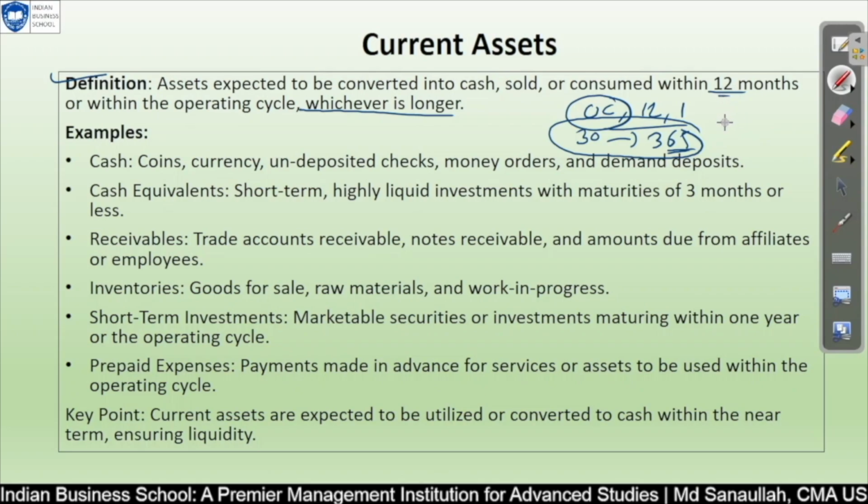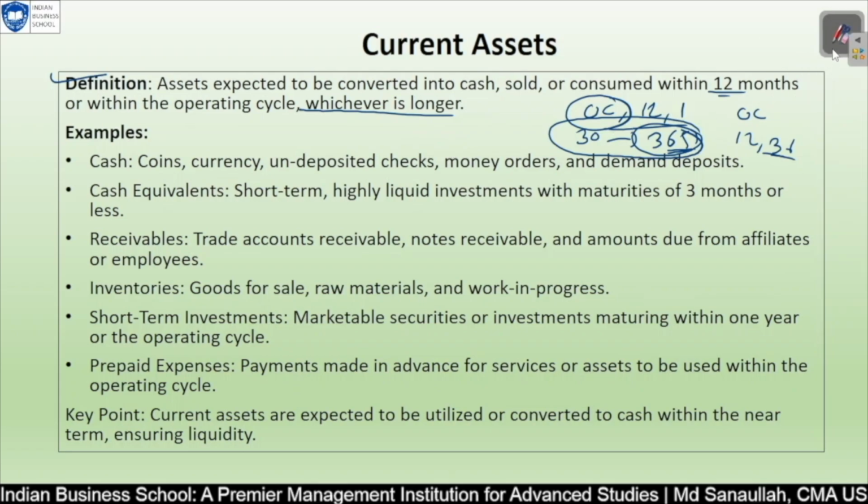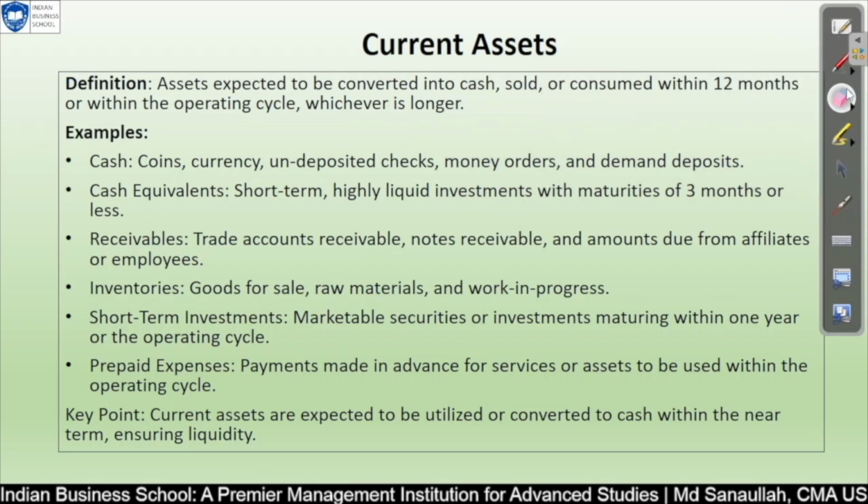Whatever will be settled within 12 months will be considered as a current asset, because the operating cycle may go more than 12 months, may go 36 months as I gave you in the example, but that will not be considered as a current asset. That will be considered based on 365 days. So that is the better way to restrict it to 1 year, because normally financial periods are for 12 months.